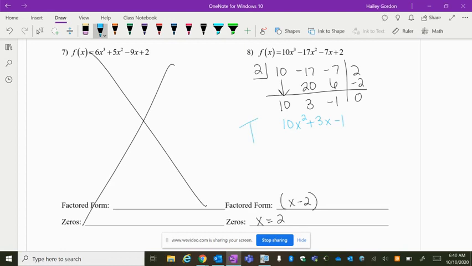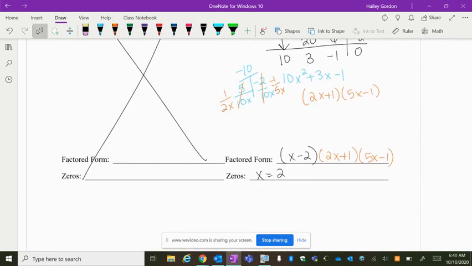If we multiply first times last, we get -10. And we would get 5 and -2 as our factors with a 10x in our denominator. Both of these can reduce, so we get 1 over 2x and we get -1 over 5x. So 2x plus 1 and 5x minus 1 are our other factors. That means if we solve for 0, we'd get -1/2 and 1/5.